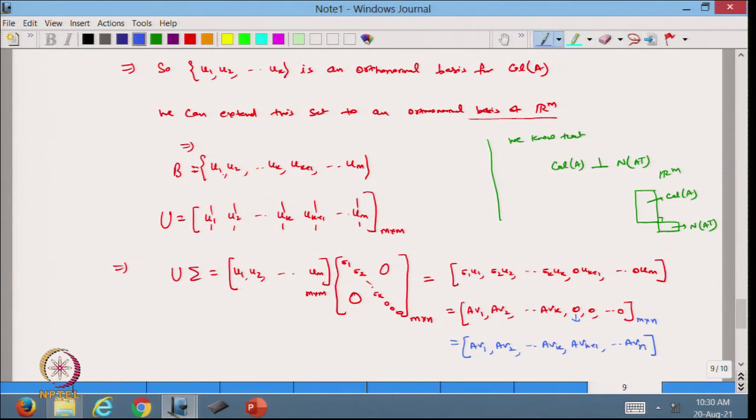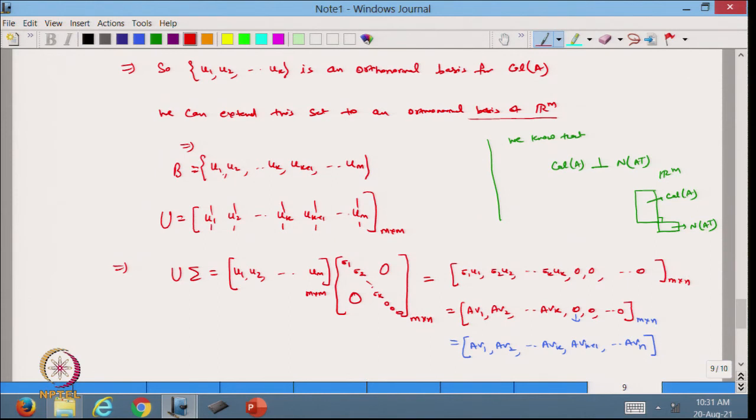So, this will go up to n. If you do this multiplication, you see from here it is going up to n. I think I should take this equal to n, so I can go up to 0. Maybe I should write it like 0 0 0, and this is of dimension m cross n.